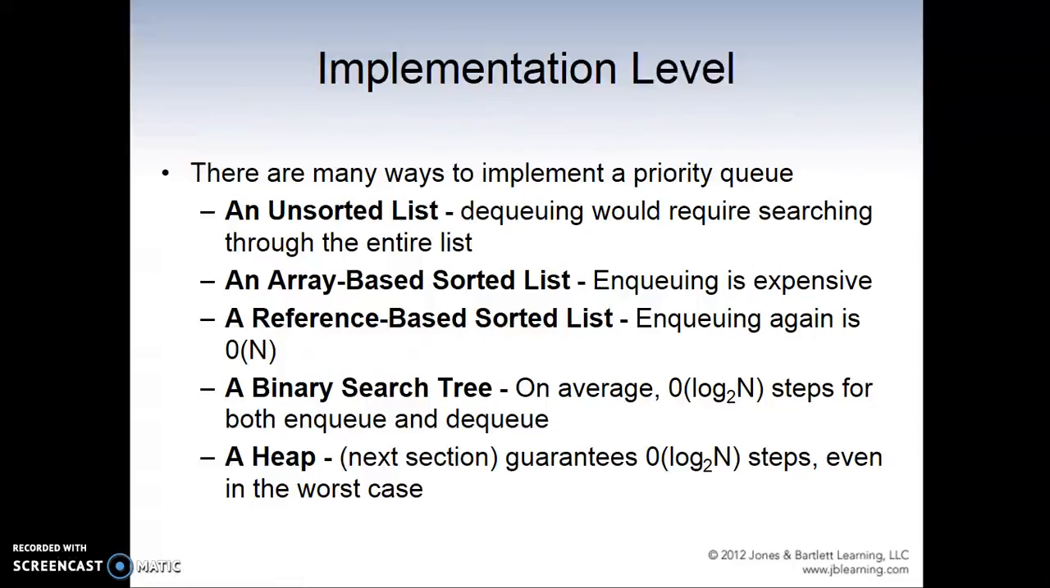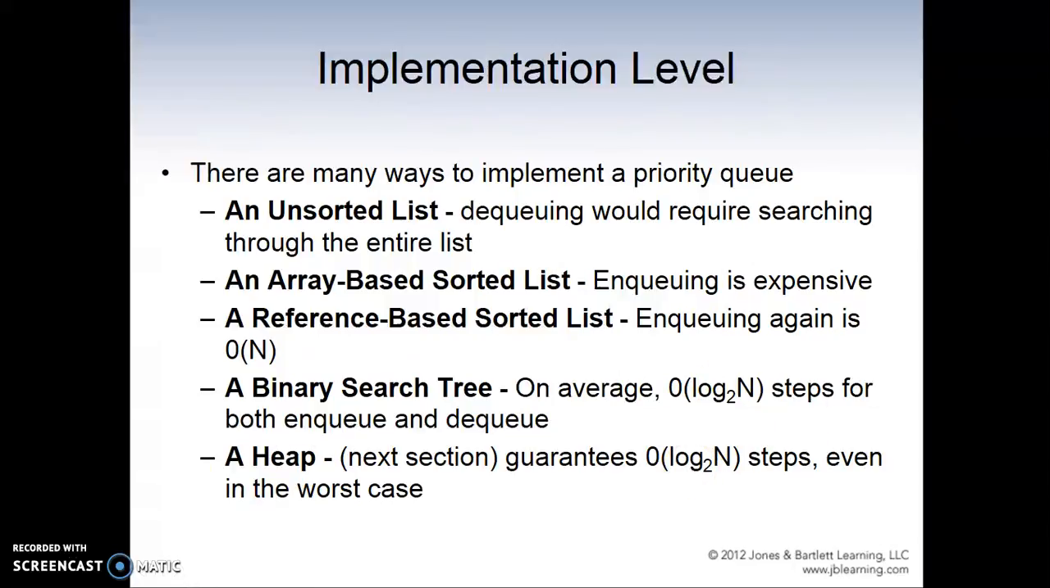Now, we talk linear is O(N), right? If we use a reference-based sorted list, meaning a linked list with pointers, enqueuing is again still O(N). BST. We know BST gives you O(log N), which is good. But on average it is log N, not always log N, depending on the shape of the BST. But heap, we said, is always guaranteed to be O(log N).